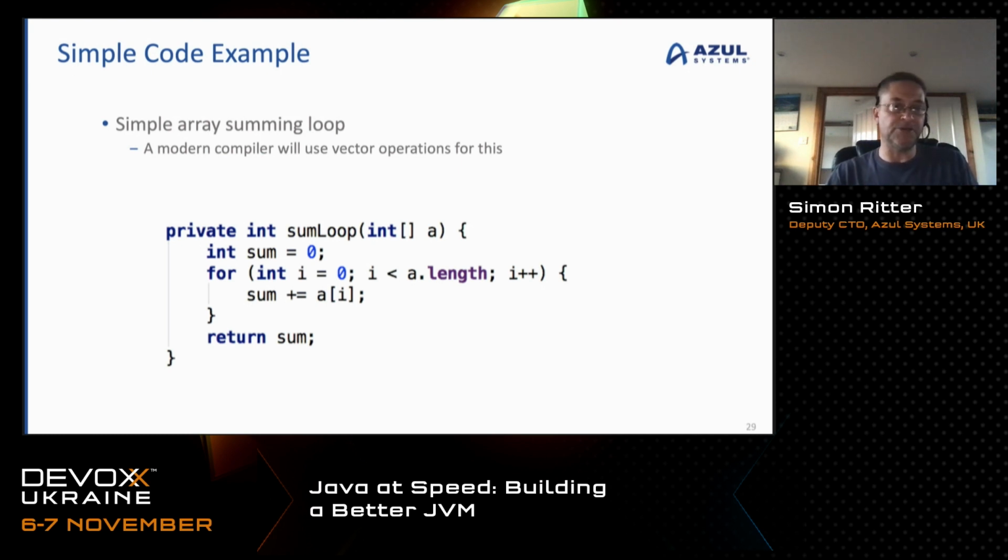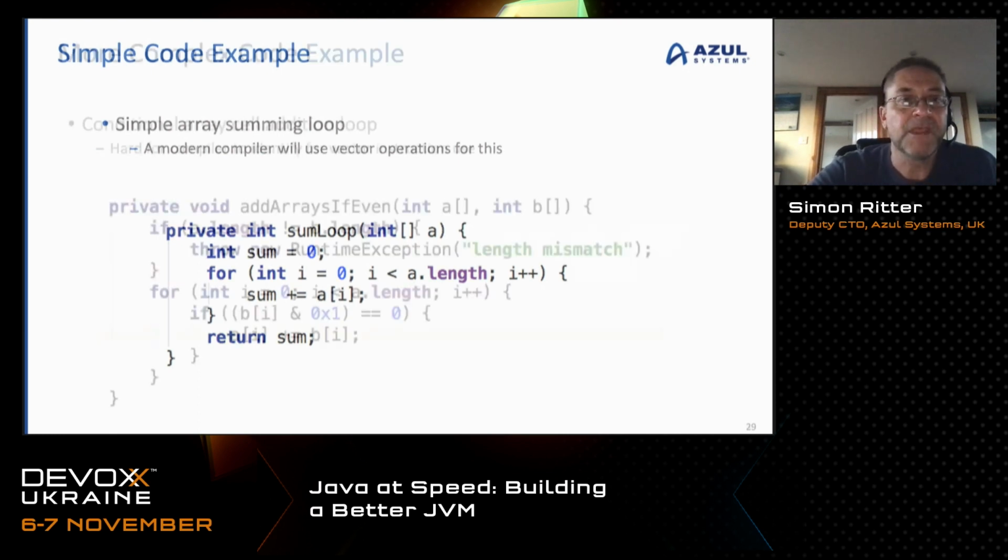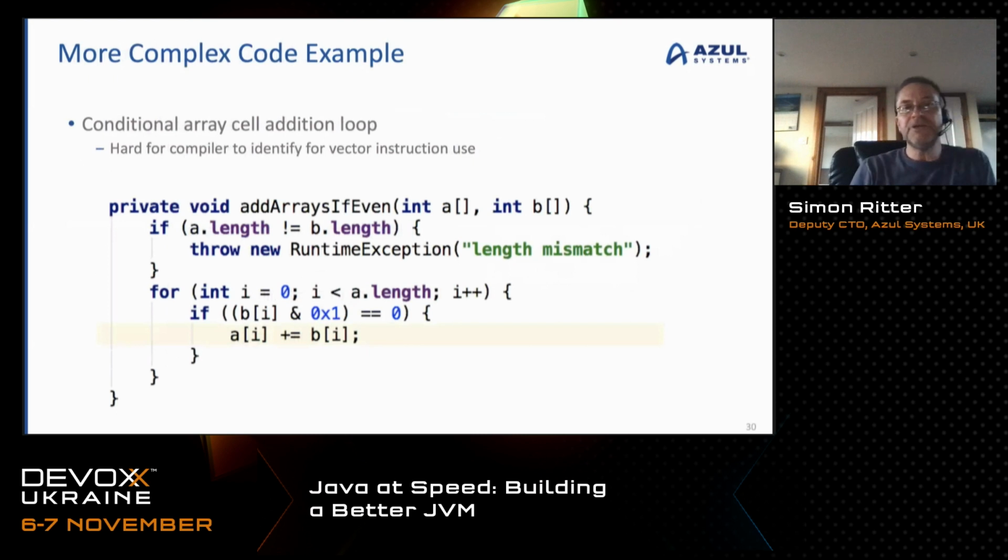A vector operation is where you use a wide register, you load up that register with multiple elements of your array, and then you apply a single instruction to it in one clock cycle. So you can do the add to all of the elements in one clock cycle. So that's a very efficient way of doing things. It's single instruction, multiple data. Been around for a long time. Great.